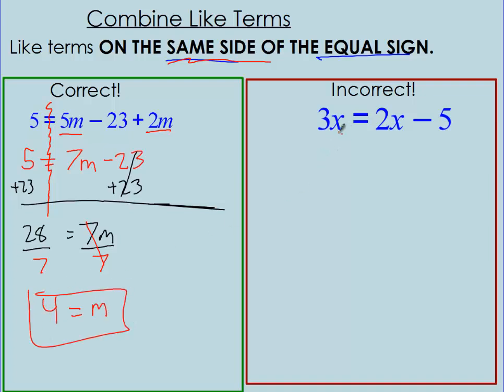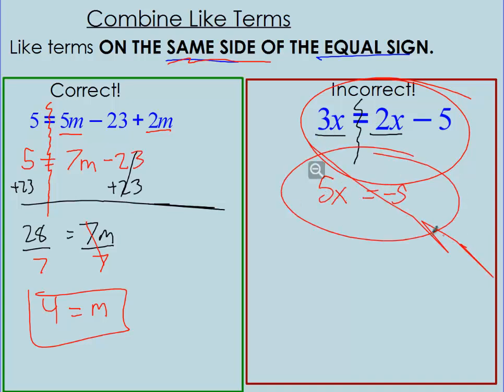Now the incorrect way, I see I have a 3x and 2x. These are like terms, but I cannot combine them because they're on different sides of the equal sign. We cannot do this. This is incorrect. I can't just combine that to 5x equals negative 5. This is incorrect. Don't do it that way. That's bad. Alright, let's try the next one.